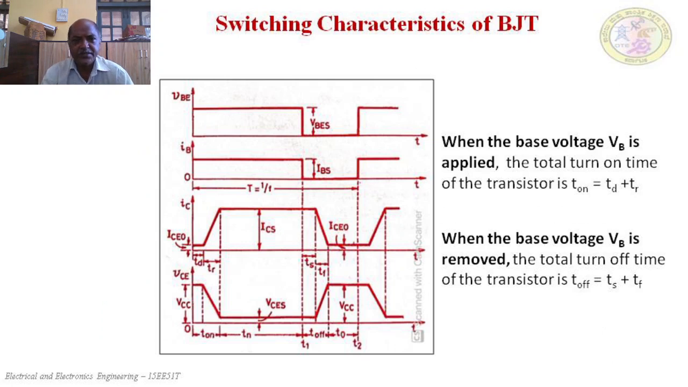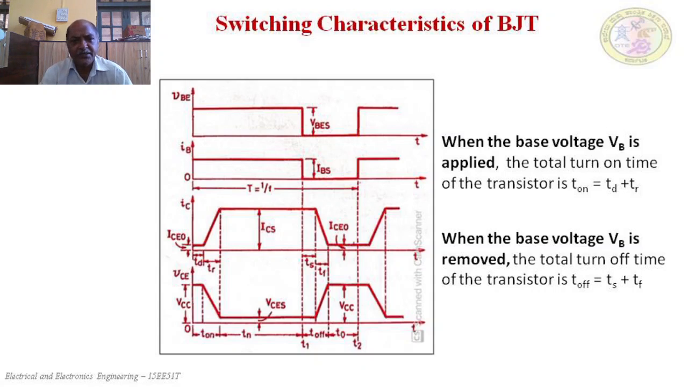Now we shall discuss the switching character of a BJT, that is, when the transistor changes its state from off state to on state and on state to off state, what exactly changes internally in the transistor. That we shall discuss with a waveform, as shown in this slide.